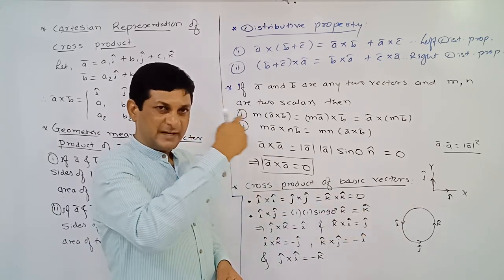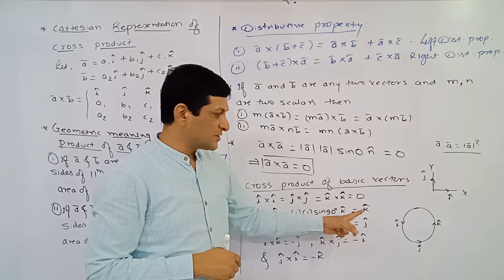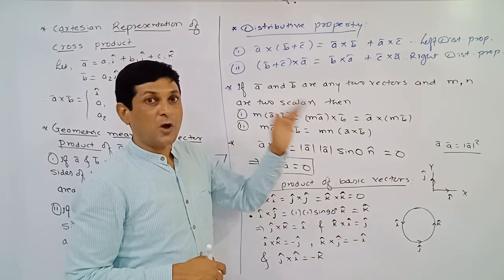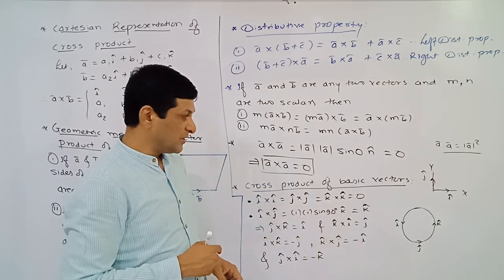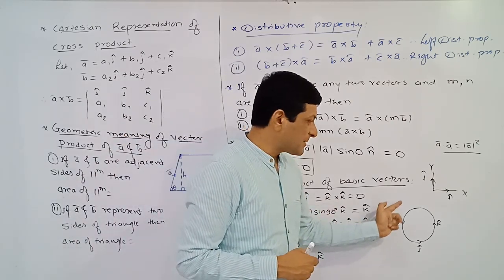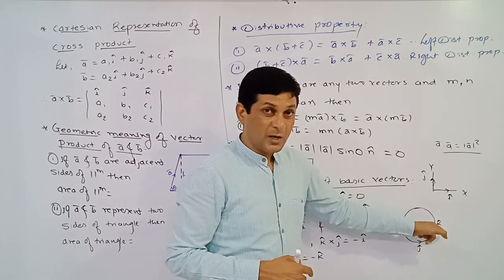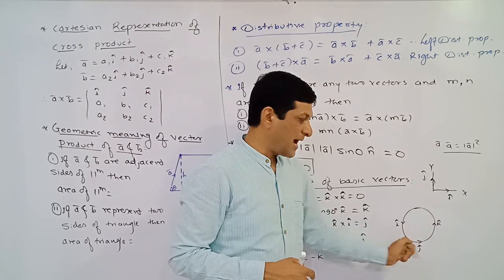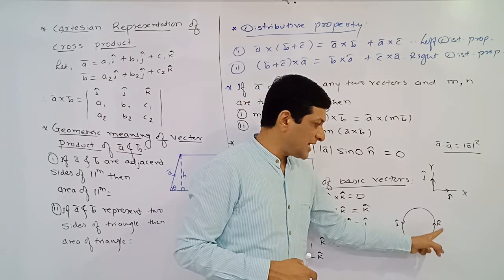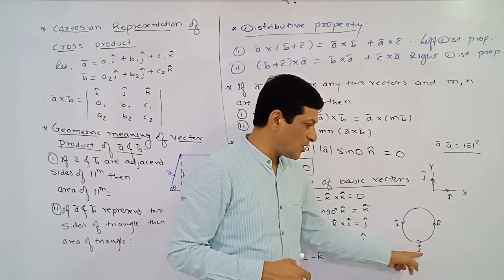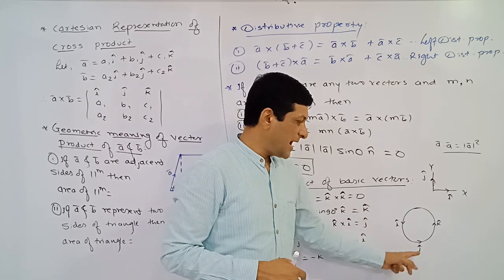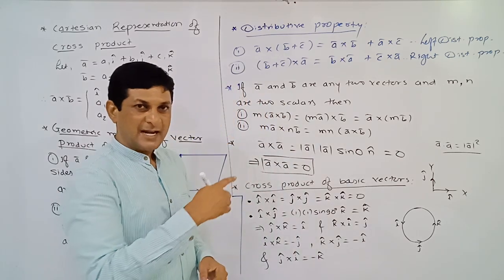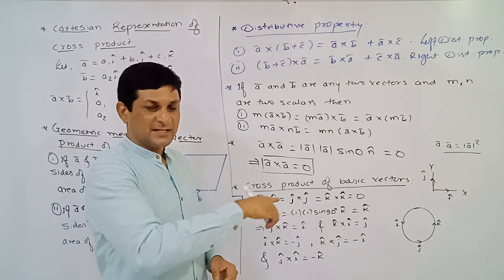If the vectors are in anti-clockwise direction, at that time the result is positive. Now if the direction is clockwise, at that time the values will be negative. Just take an example, i cap cross k cap. Now direction is clockwise. If direction is clockwise, i cap cross k cap will be minus j cap. In the same way, k cap cross j cap will be minus i cap, and j cap cross i cap will be equal to minus k cap. If direction is anti-clockwise, the result will be positive.